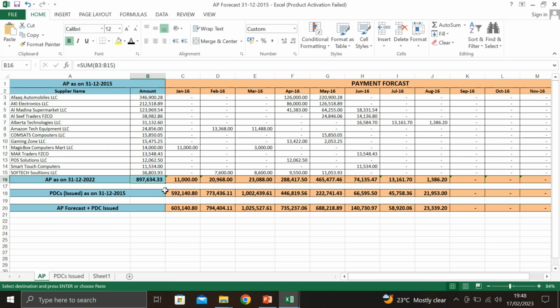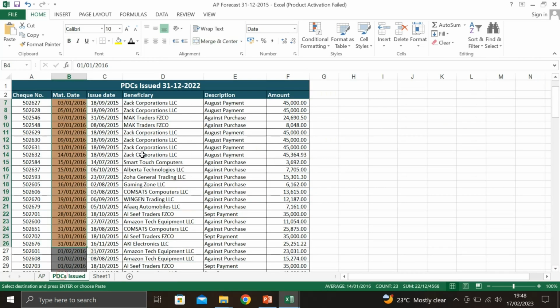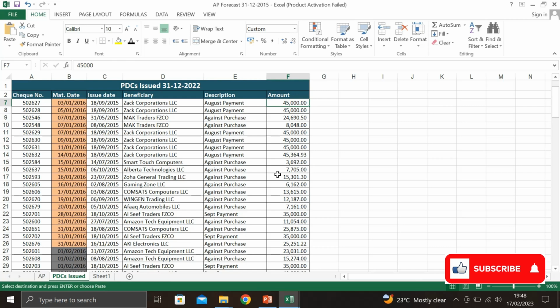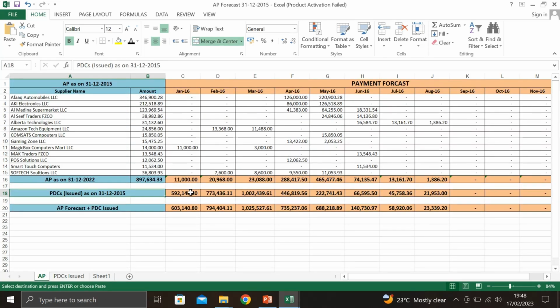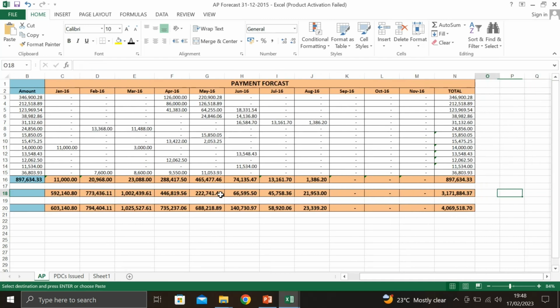Okay, so this you have forecasted. Then PDCs issued to the suppliers. So here we have the table for PDCs issued with the check maturity date, check issue date, the supplier name and the amount. So from here you will get the figure that in Jan I will pay this much in checks, in Feb I have issued this much, and in March this much. So the total of this should again match your trial balance figure of 3.1 million.